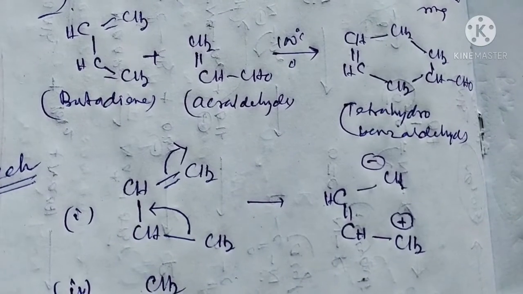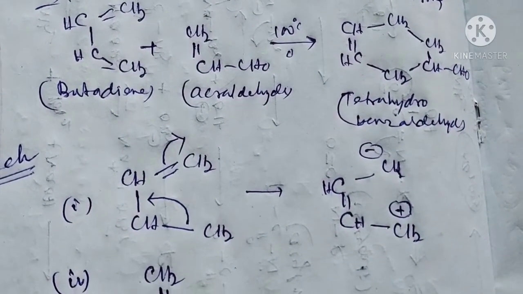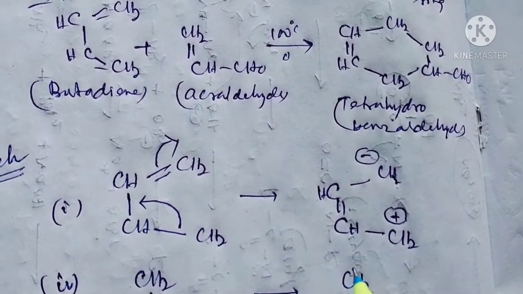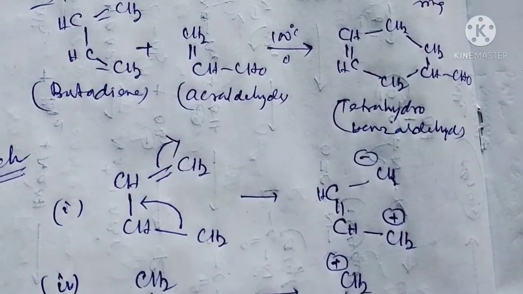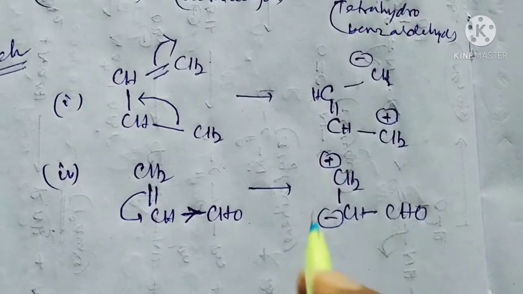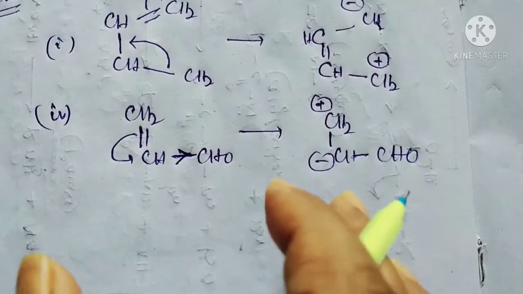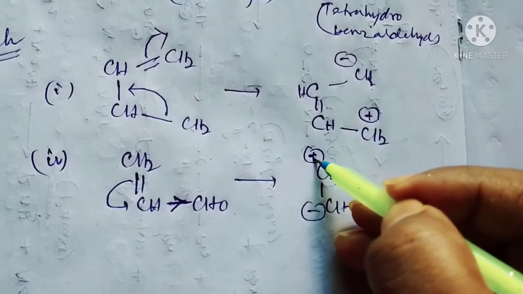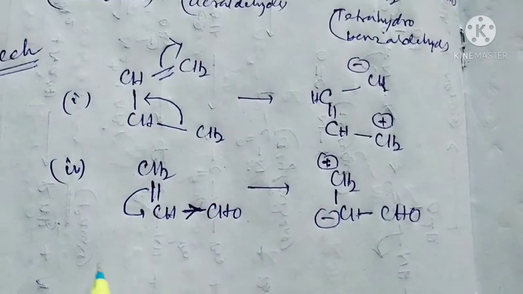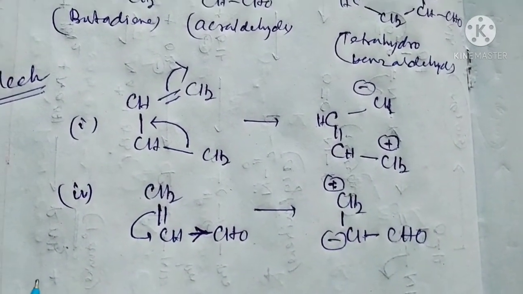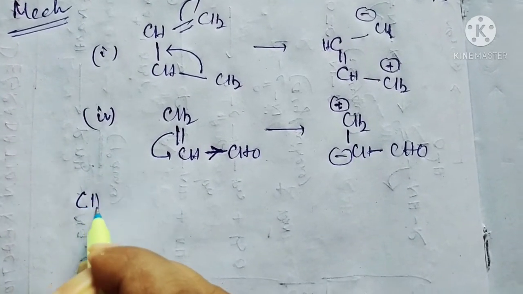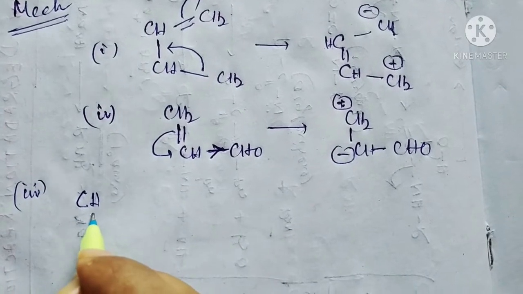In step 2 this acraldehyde gets in due to the electromeric effect of pulling the electrons by the CHO group. Now this one gets into this position as plus, this one becomes minus, and this one is our CHO. And this is the position, and now these two actually get added. This plus position gets added with this minus one, and this minus gets added with this plus position. And then they form the third step.